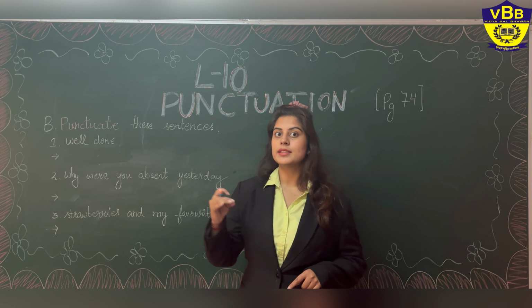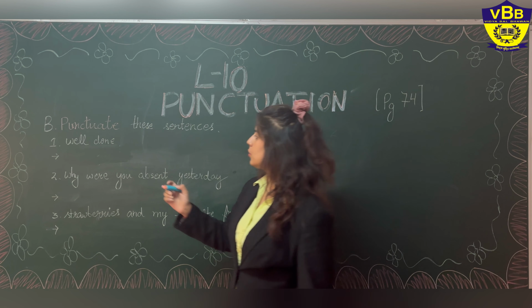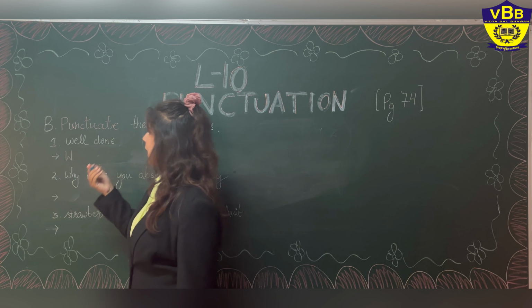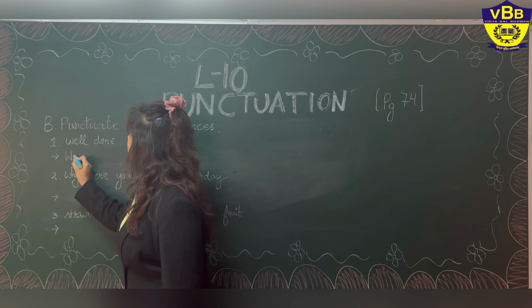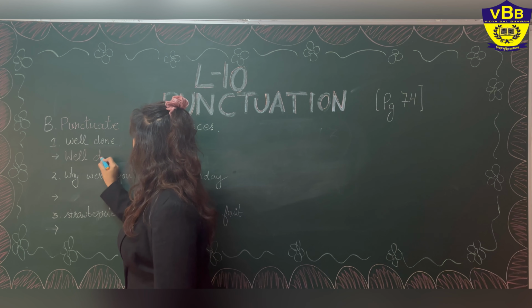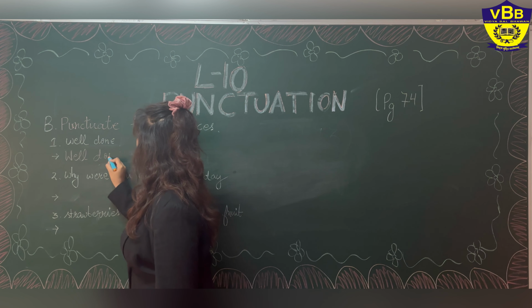First one, well done. What we are going to do in this: the first alphabet W is going to be the capital alphabet. W, E, double L, well, D, O, N, E, done, and this is an expression. So you have to use an exclamation mark in this. Well done!